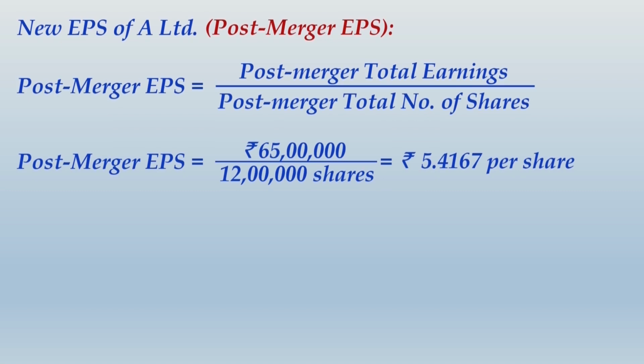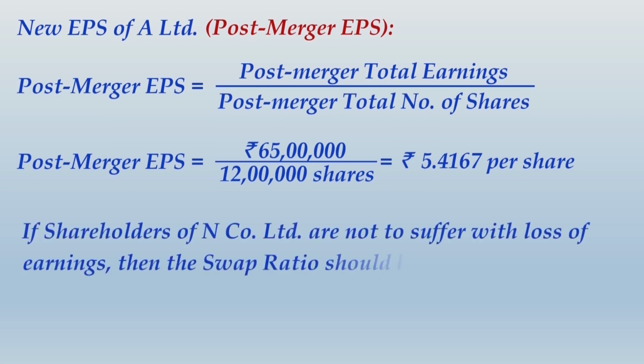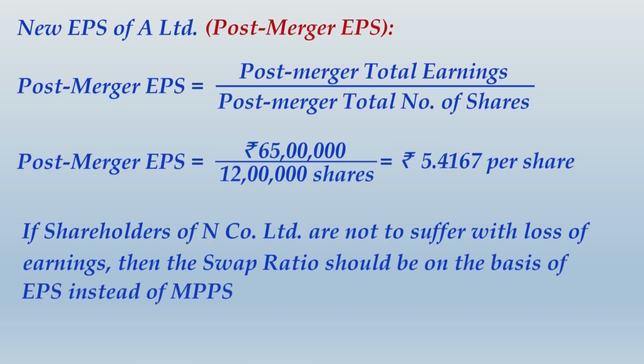Now the question has also asked what should be the swap ratio so that the shareholders of target company, that is N Limited, should not suffer loss of earnings. So we will recommend that in that case the swap ratio should be based on EPS instead of MPPS. So we are going to show that swap ratio and its effect, but first write up whatever you find on screen quickly.